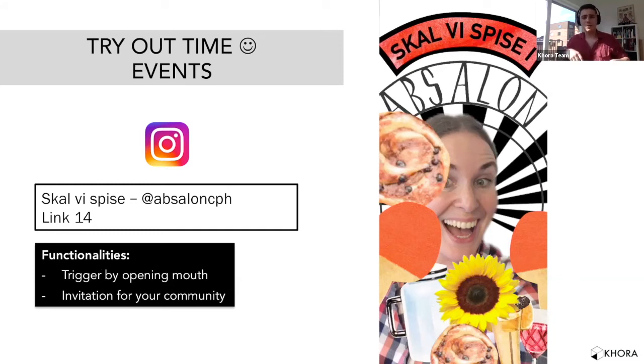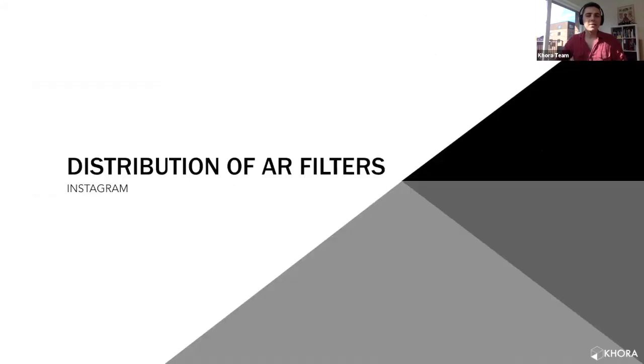When you open up your mouth, you start having a lot of food coming into it, and then when you send this to the other person, it's going to appear like they're asking, "Should we eat at Epsilon?" So it's more like an invitation to the community, inviting other people to this social factor of sharing it around. So yeah, this brings us to distribution of AR filters.